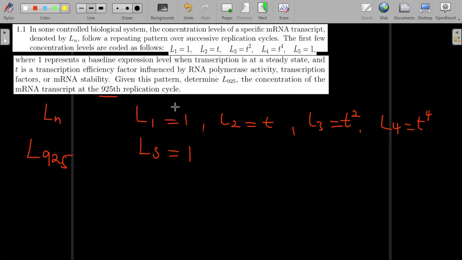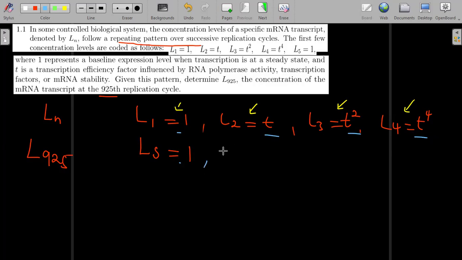At the first replication cycle, we have the value 1. At the second replication, we have the value t. The third replication, we have the value t squared. The fourth one, we have the value t to the power 4. When we go to the fifth one, we notice that the pattern restarts. Remember they said this follows a repeating pattern over successive replication cycles. So this pattern is going to be repeating every 4 cycles, because that's what we can see from what we've been given here. It was 1, t, t squared, t to the power 4, and then it's back at 1.